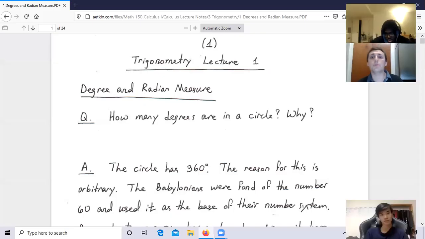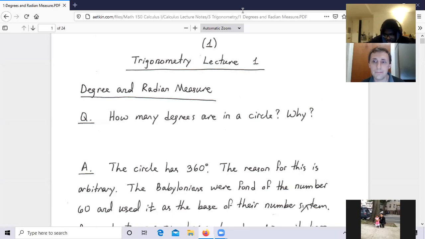Yes, Nassim, what do you want to say? Professor, so that was the final answer, yeah? Yeah, I mean, you can see it in the notes and think about it a bit longer if you want to.